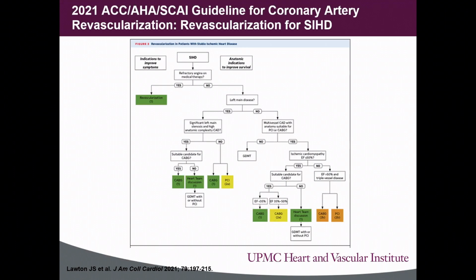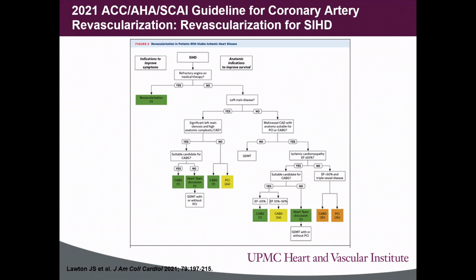So looking at our 2021 guideline for coronary artery revascularization for patients with stable ischemic heart disease. So these are patients with stable disease again. So if someone comes in and they've got chest pain and they're refractory angina on medical therapy, we talked a little bit about what are some of the medications we can use, but they're still coming in, they're saying, I still have chest pain. So the answer is yes, then you can consider revascularization. Class 1 indication. But let's say they don't have refractory angina on medical therapy. Is there anything else that we need to do in terms of revascularization?